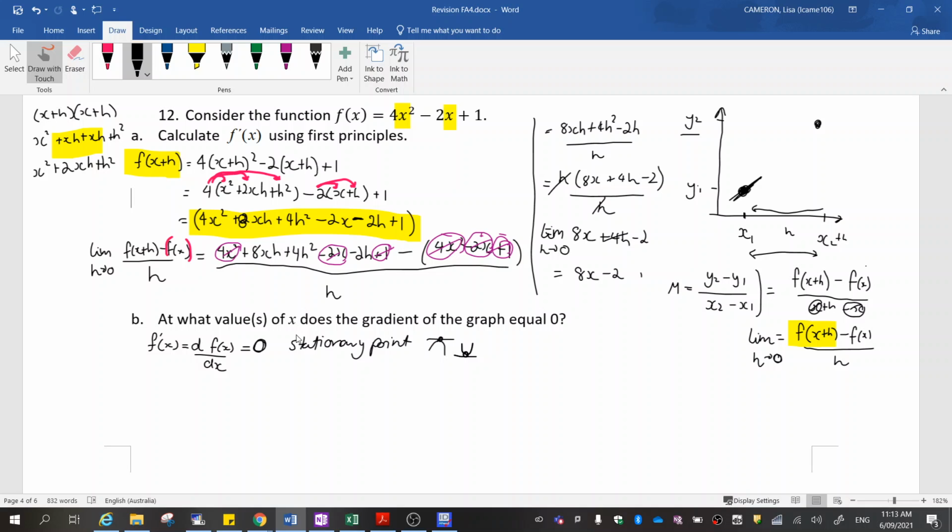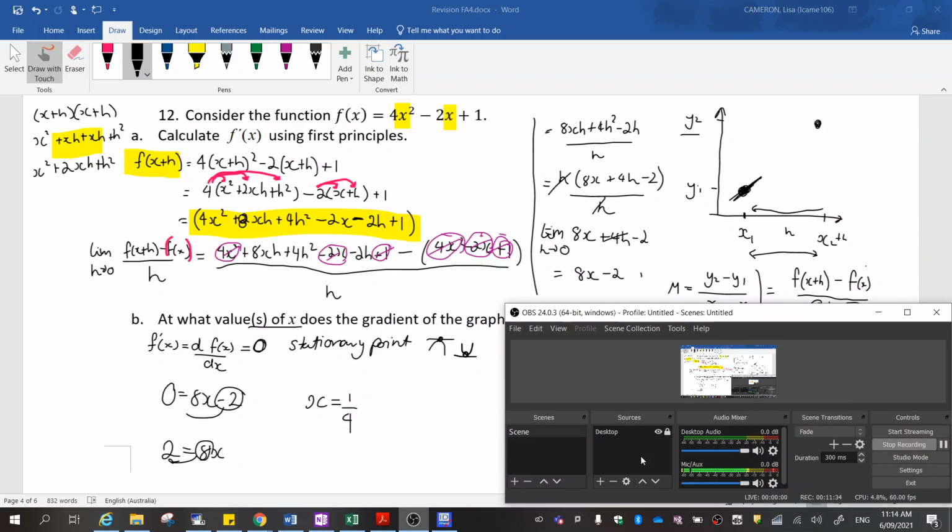So the hint in here is that you're finding values of x, which means you're not substituting x in, you're finding x. So I'm going to take my derivative from over here and let it equal 0. 0 equals 8x minus 2. Take the 2 to the other side: 2 is equal to 8x. Take the 8 to the other side, and I'm left with x is equal to a quarter. So this will have a turning point at x equals a quarter. And that's it. Super exciting. Love stationary points.